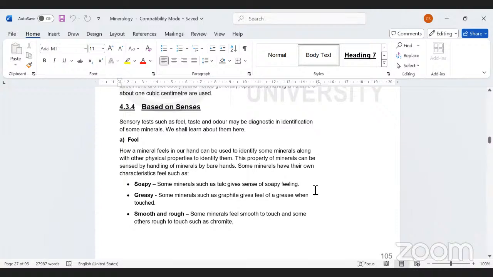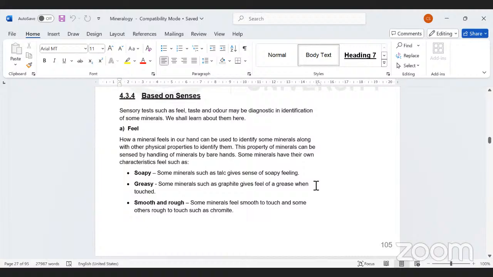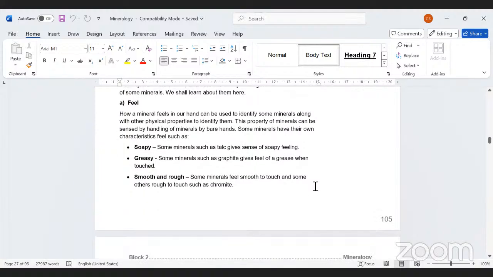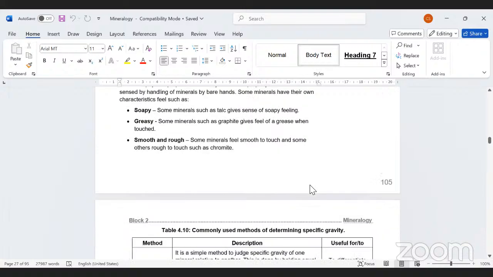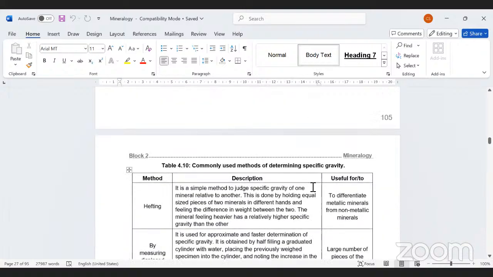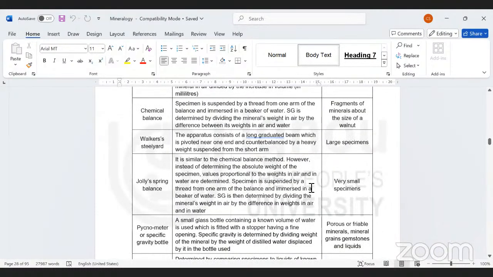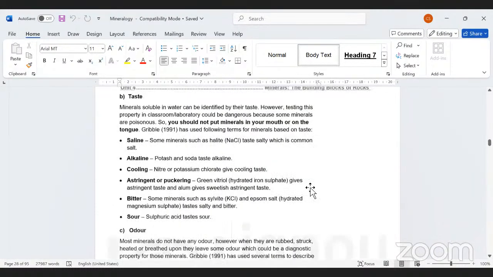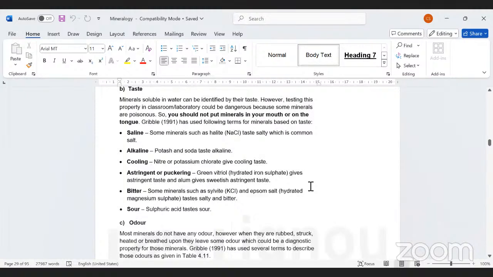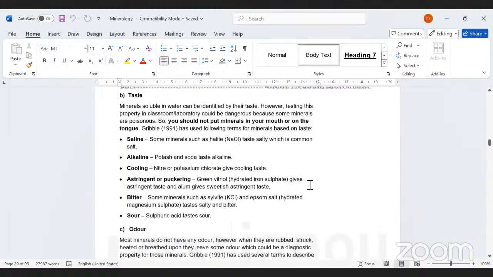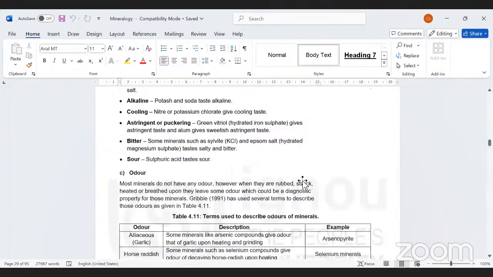Next is the property of feel: whether the mineral gives a soapy feeling, greasy feeling, smooth surface or rough surface. That is also important to explain the mineral property. And taste: some minerals have an alkaline taste, or sorry, acidic taste or salty taste. Bitter and sour tastes will also be there.